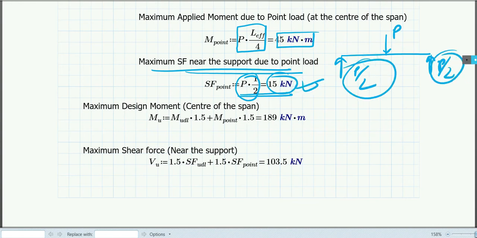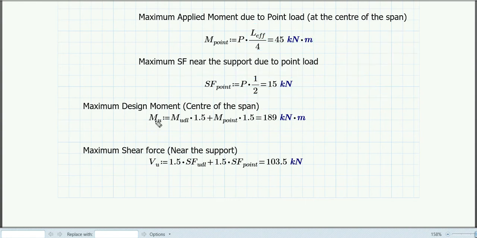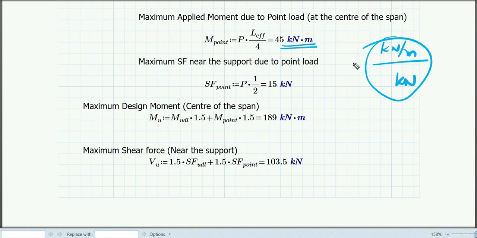Okay, so now you have to add these moments now, or you can see all the dimensions of moment due to point load as well as UDL are the same, so you can now add them. But the dimensions of shear force for point load and UDL are not the same. For UDL it is kilonewton per meter and the dimension for point load is kilonewton, so you cannot add them directly.